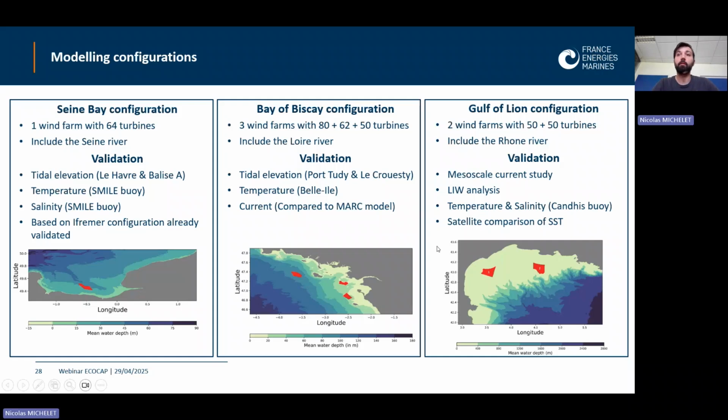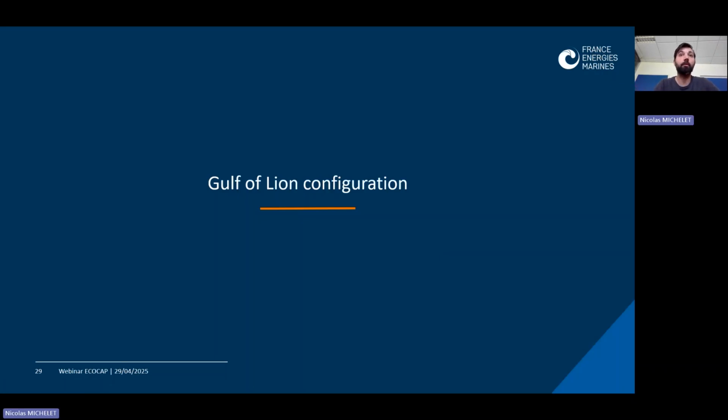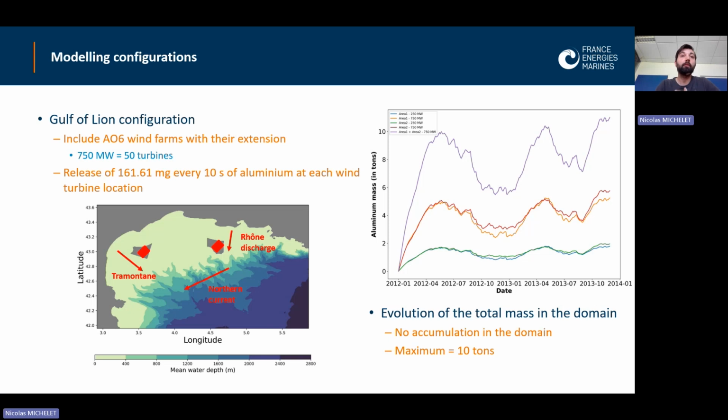To estimate the predicted environmental concentration, I use the same methodology for the three domains. So I will just present you today the Gulf of Lion configuration. To consider the release of the anode, so the dissolved anode and the release of aluminium coming from this, we have considered the two wind farms of the AO6, positioned over here, and we considered their extension. So we have two wind farms of 750 megawatts, and we have considered 15 megawatts turbines, so 50 turbines per wind farm.